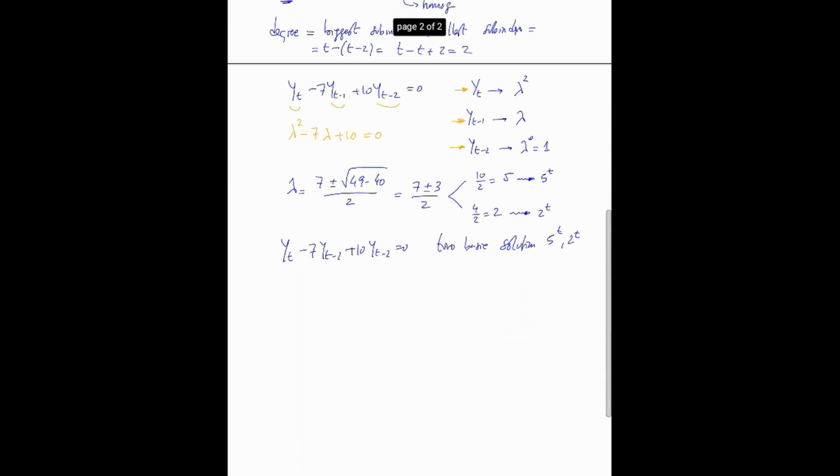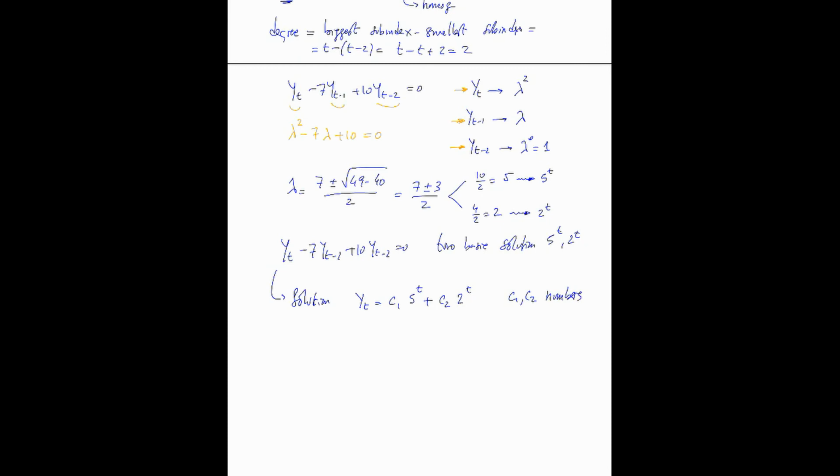And what is the general solution of this? The solution of this equation will be y_t equals a constant times the first basic solution plus another constant times the second basic solution, where C1 and C2 are numbers that you can compute if you have initial conditions.